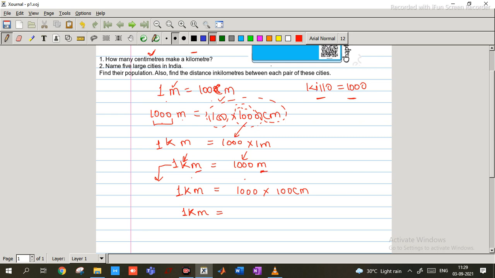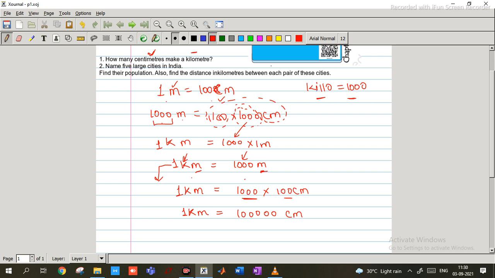So I got this answer. These are the 3 zeros, and this is again 2 zeros. So this is actually, in our Indian number system, what we call 1 lakh centimeters, right? And we studied this in our last exercise, so you should remember that.